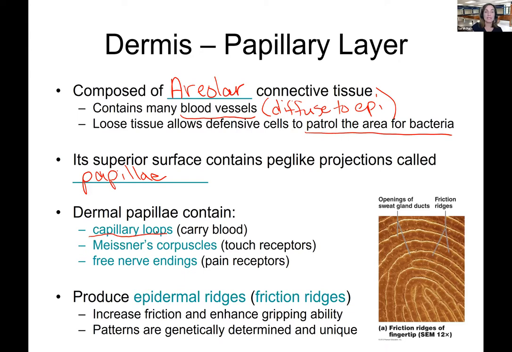We're going to find Meissner's corpuscles, which help with touch receptors. We're also going to find a lot of free nerve endings. So this is important so that you're picking up sensation from your skin.